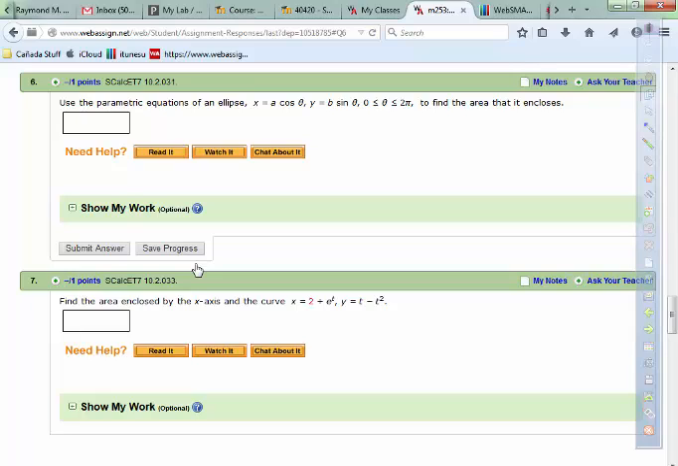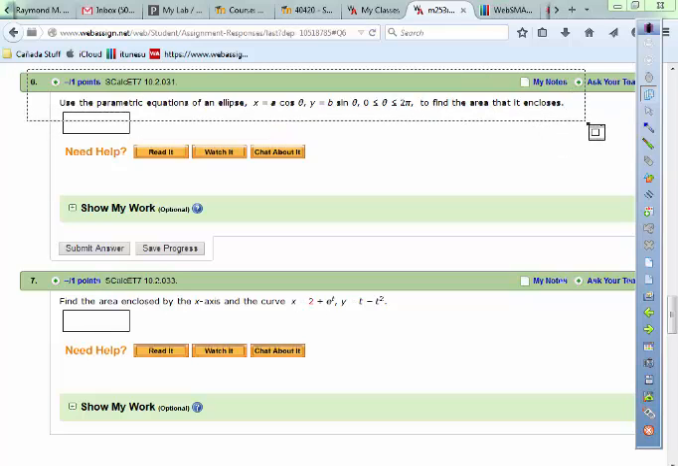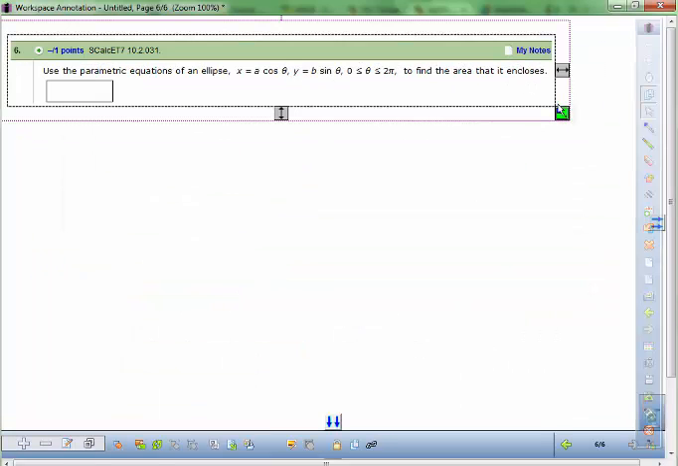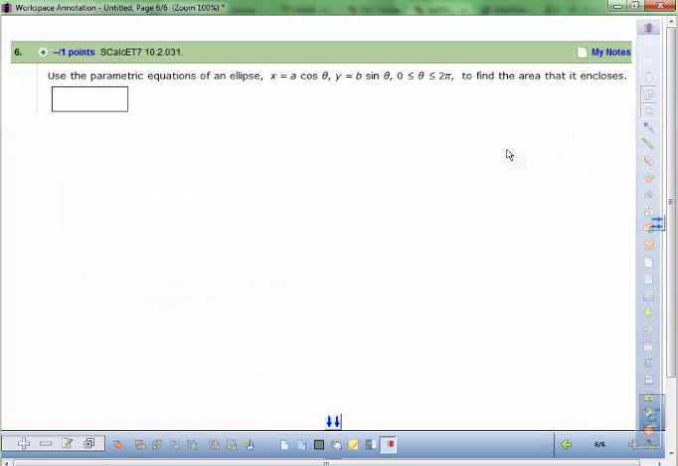Okay, use parametric equations of an ellipse to find the area that it encloses. So that was one of the questions that you guys didn't select. This one might be a little more difficult to punch into your calculator, because they use the parameter theta for t, but they use a and b as unknown constants. So let's work with that.